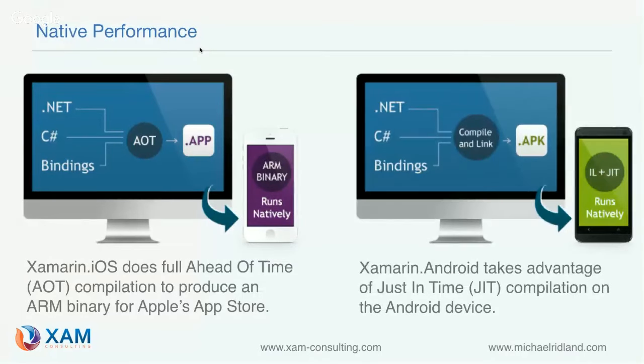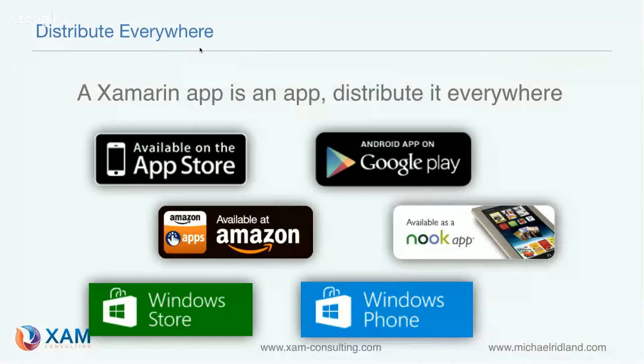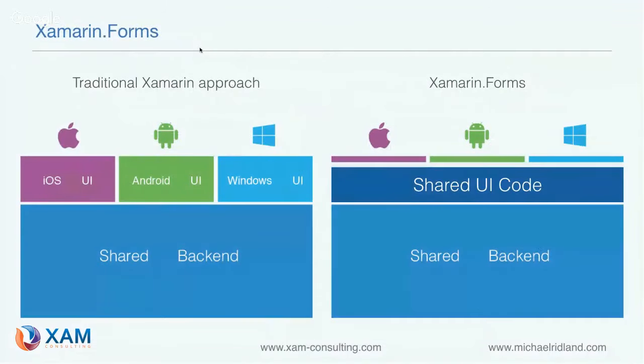So iOS, it compiles down ahead of time and produces an App Store binary for the Apple App Store. And on Android, it takes advantage of the JIT compilation which Java has. So Xamarin, they have an aim to be on all platforms, so you'll be able to write C# everywhere, so that it works on the Apple Watch and the Android Wear. Because it is an app, you can put it on the app stores.